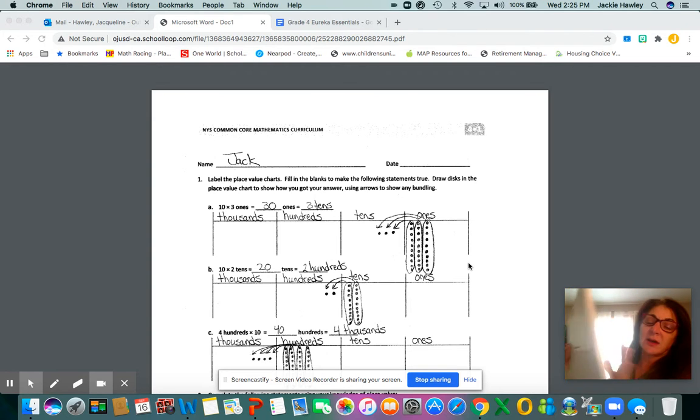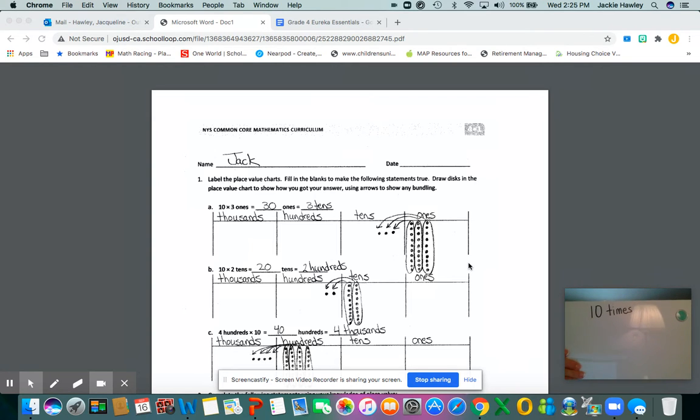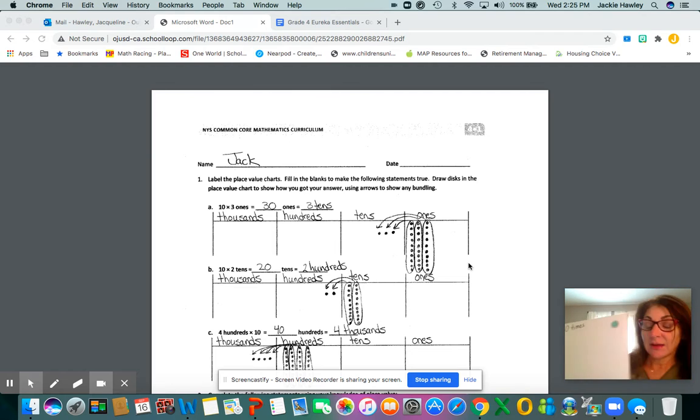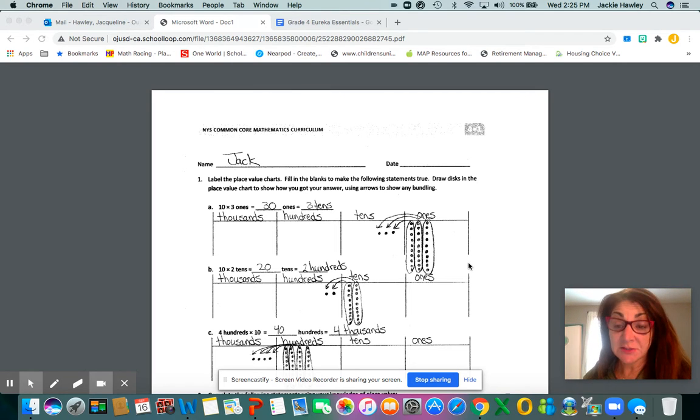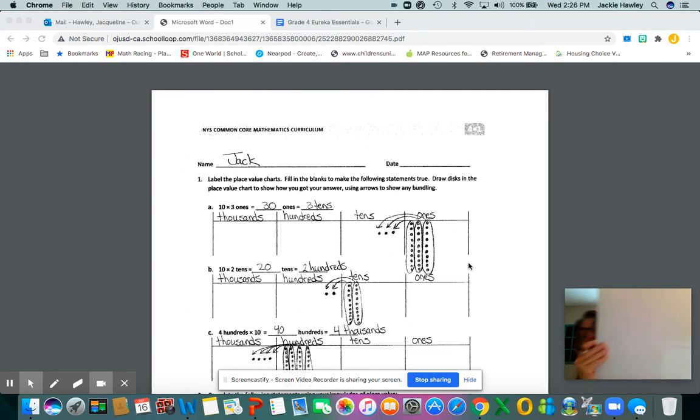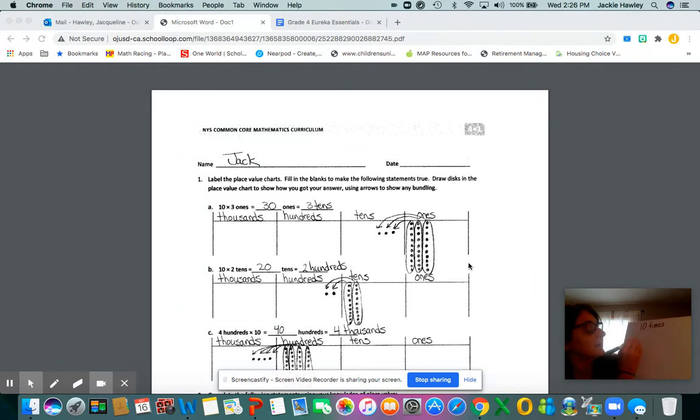So what I want to talk to you about is the concept of 10 times. And I'm going to be honest with you, it's pretty confusing. So we're going to talk through it slowly, just like we did in class today, and we're going to practice it. So the first thing you need to understand is the place value chart.